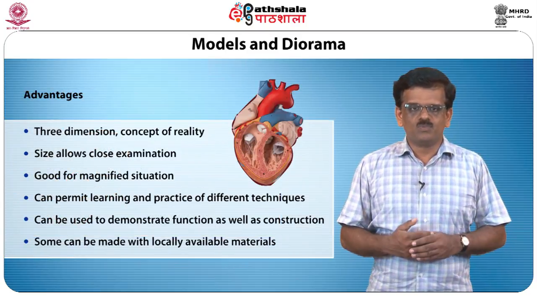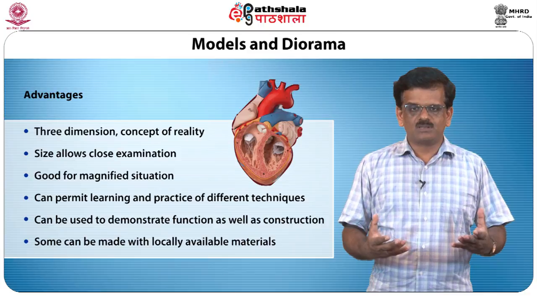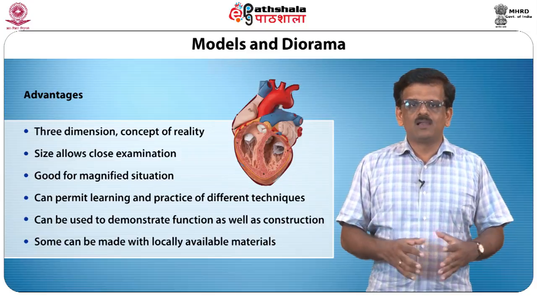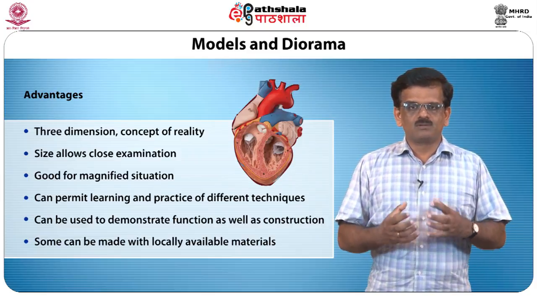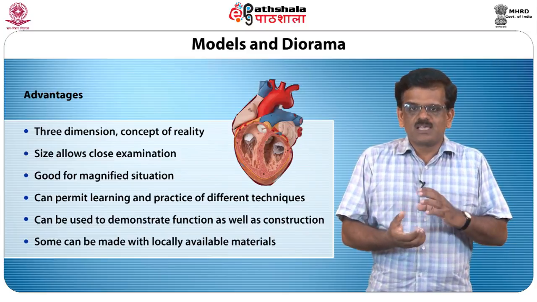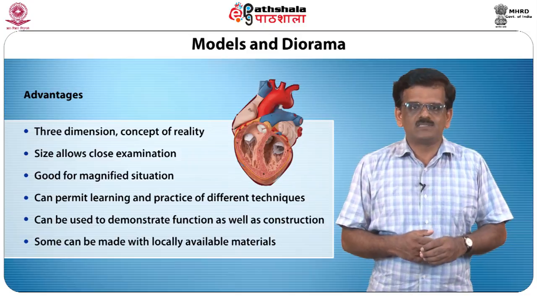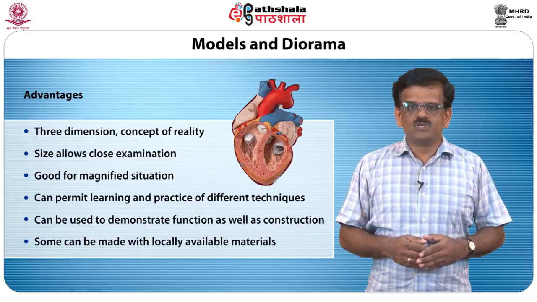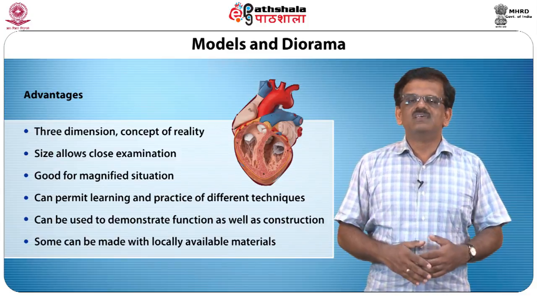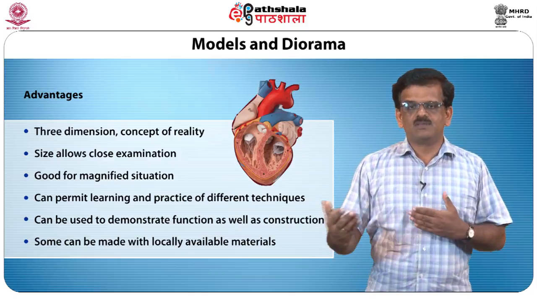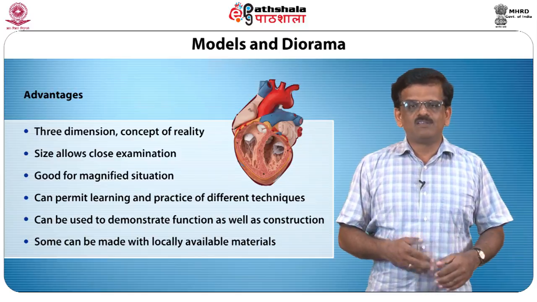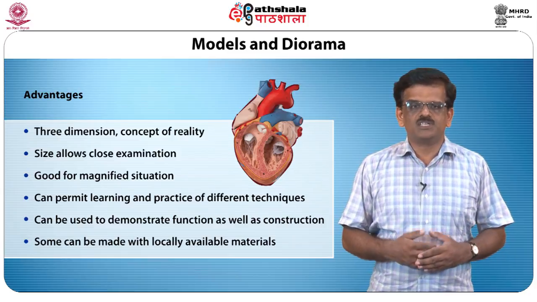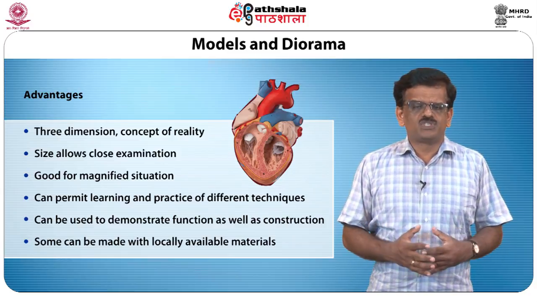What are the various advantages of models? A model is a three-dimensional replica of the reality, and its size allows close examination. Using a model, we can closely examine, for example, a heart, which is not possible otherwise. So it permits learning and practice using different techniques. Models can be used to demonstrate a function as well as the construction. In the case of how a railway engine works, we can examine the cross-sectional model both in the static form and in the working form. Some models can be made with locally available materials at a cheaper cost, so you do not need much skill.